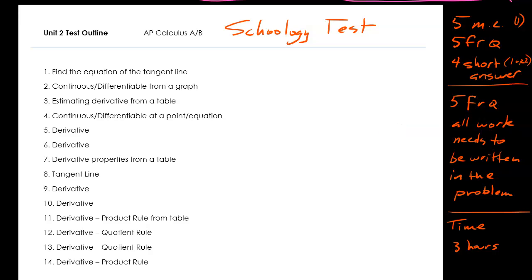Continuous and differentiable at a point equation. This is the exact same thing as number 2, except you're not given a graph. You basically have to look at the equation to determine if it's continuous. So you would look for anything that would be a discontinuity, whether that would be a hole or an asymptote. This might be a piecewise function, so you would have to check to see if the pieces meet up.